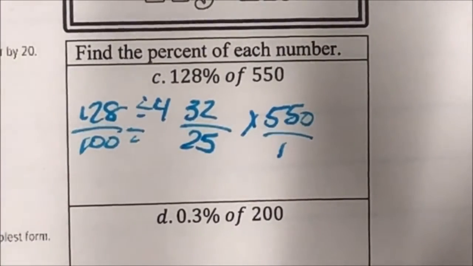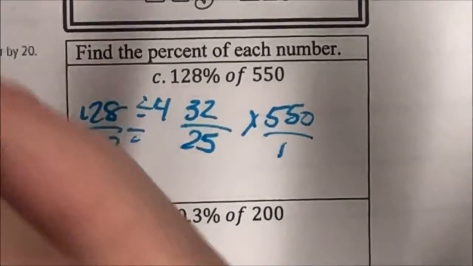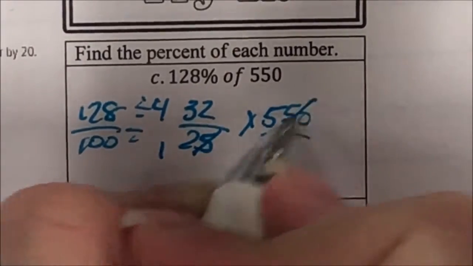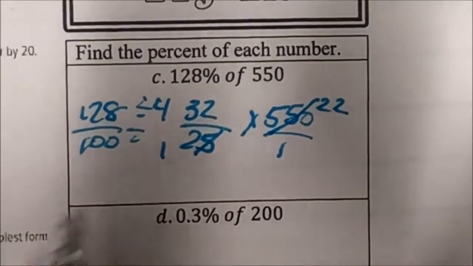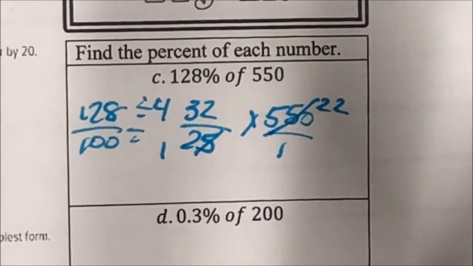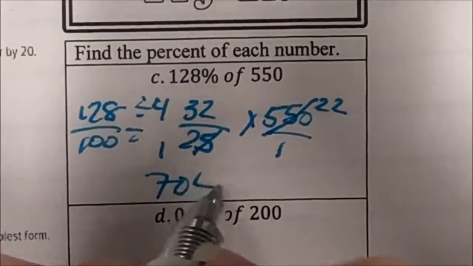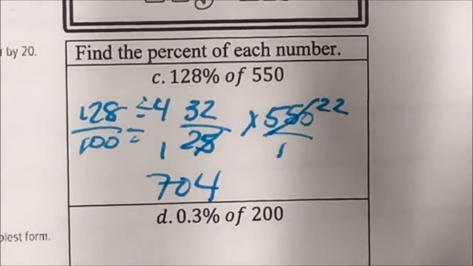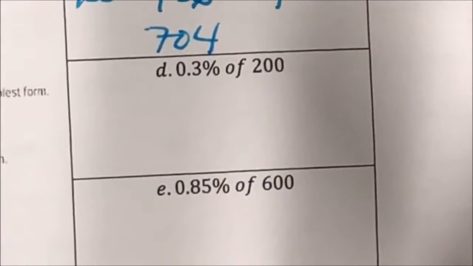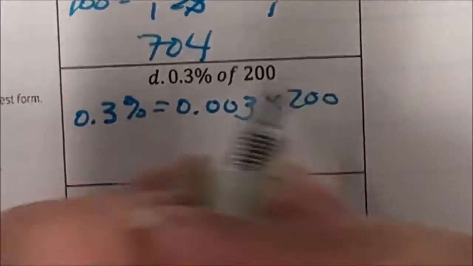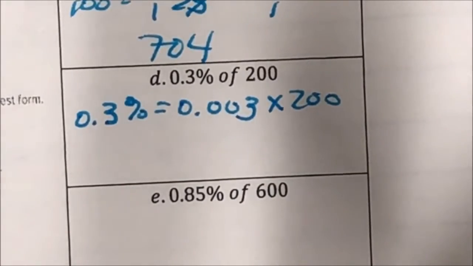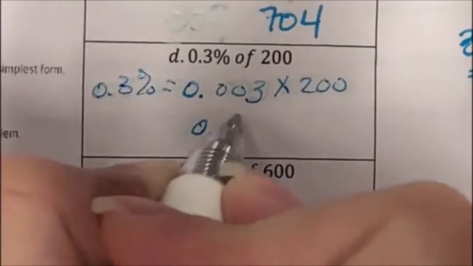25 and 550 can be cross-simplified. 25 becomes 1, 550 becomes 22. 32 times 22 gives me 704. Letter D, 0.3% of 200. 0.3% I'm going to rewrite as a decimal, which is 0.003. And I'm going to multiply that times 200. That gives me 0.6.